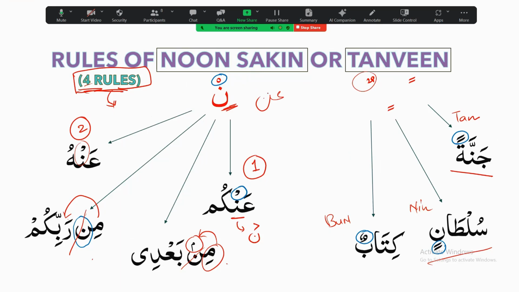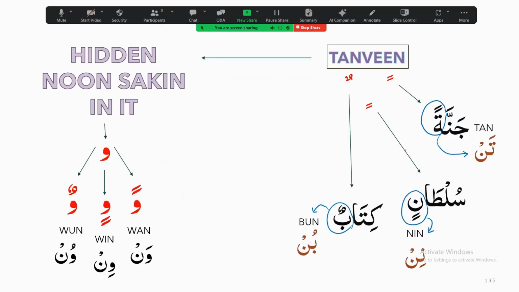For example, this word has Noon Sakin coming at the end. In this word, Ankum, it is in the middle, so it can come in the middle and at the end as well. And for Tanween, you just look at the end of the words. Okay, I'm mentioning an important point that I also highlighted in the lesson of Sakin topic.